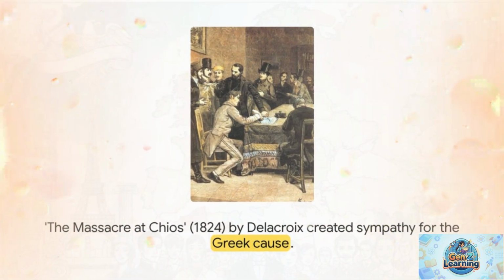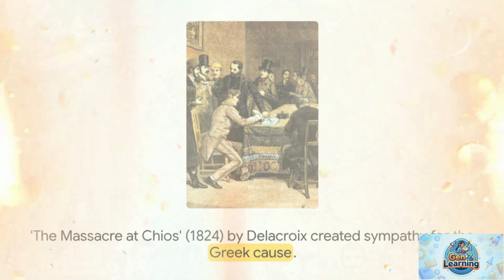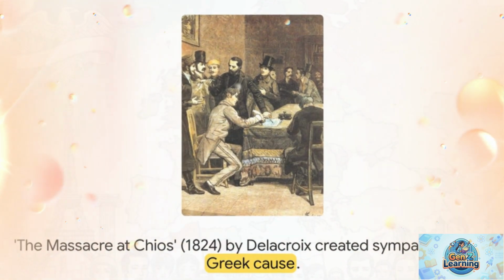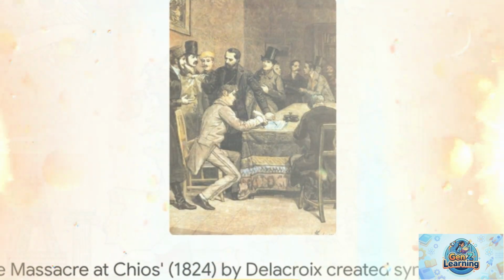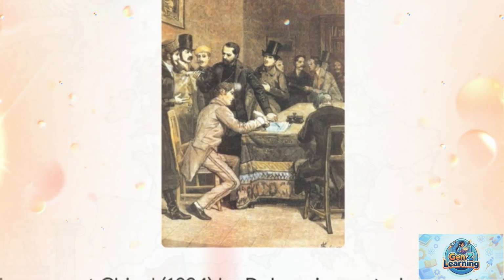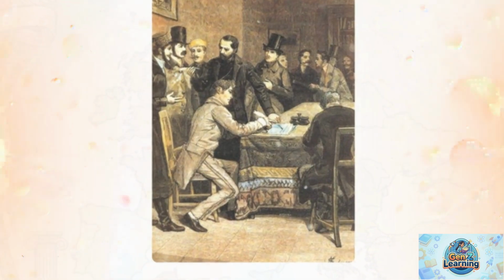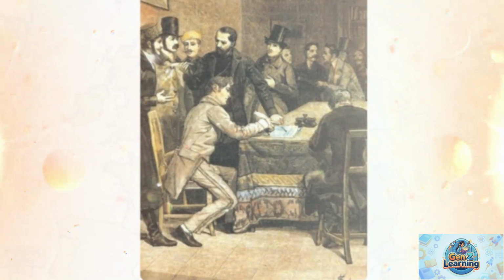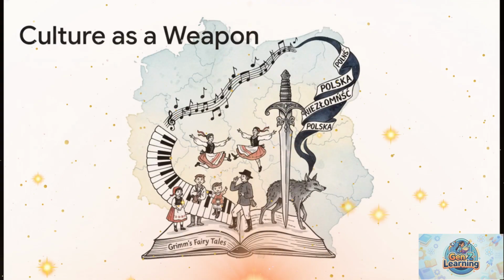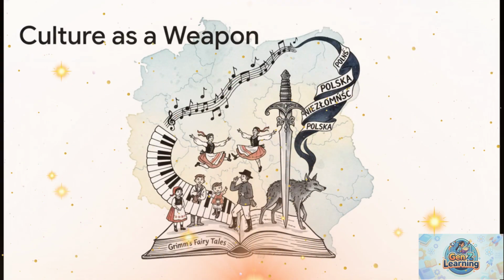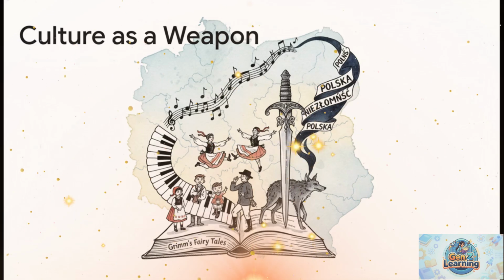And Romantic artists used powerful emotions to build this national feeling. Take a look at this famous painting by Delacroix. This isn't just a history painting, it's practically a piece of propaganda. By showing the intense suffering of the Greek people under Ottoman rule, he got people all across Europe fired up, creating this incredible wave of sympathy for the Greek national struggle. Culture literally became a weapon, especially for people who didn't even have their own country.